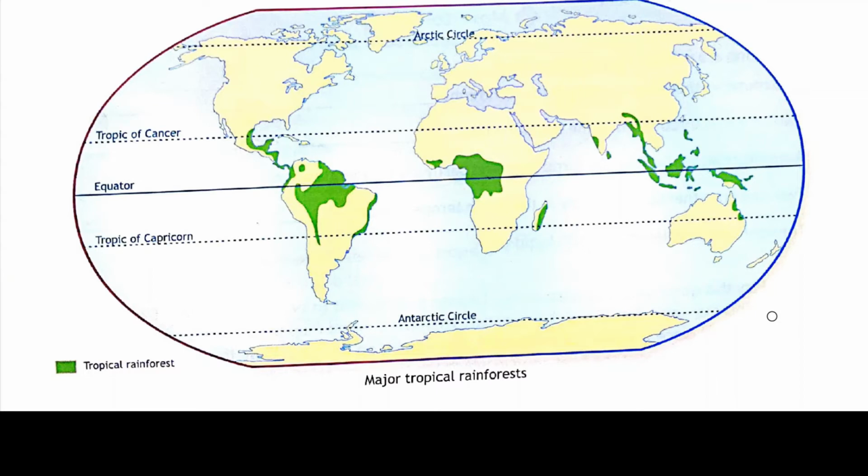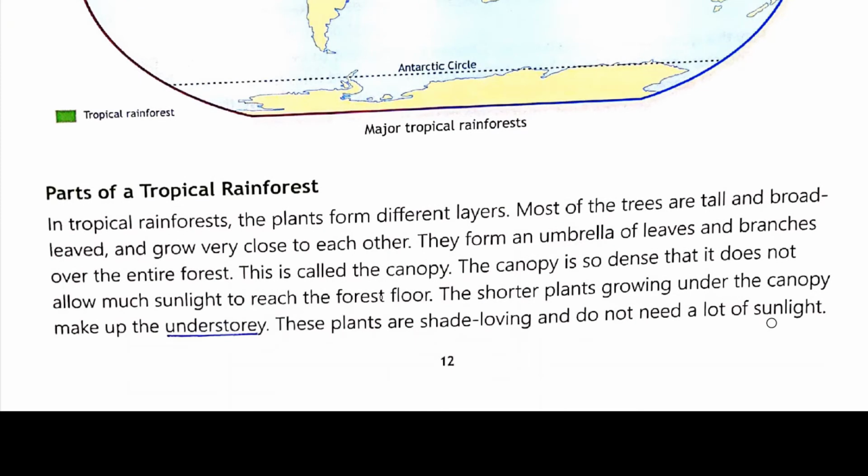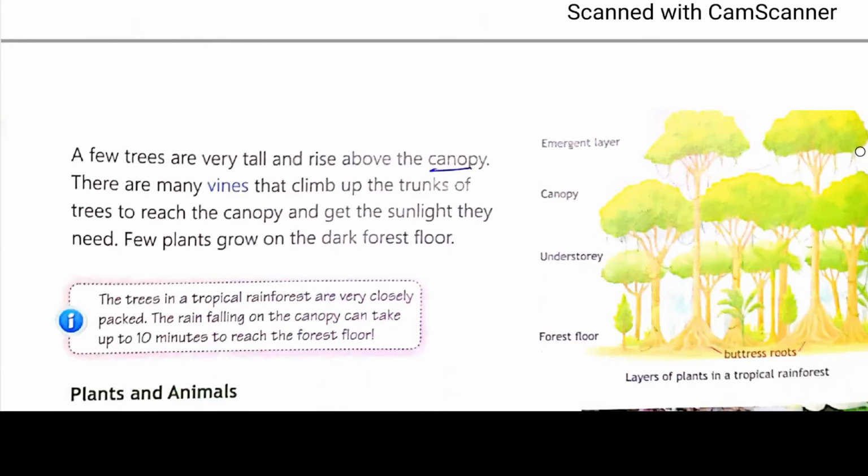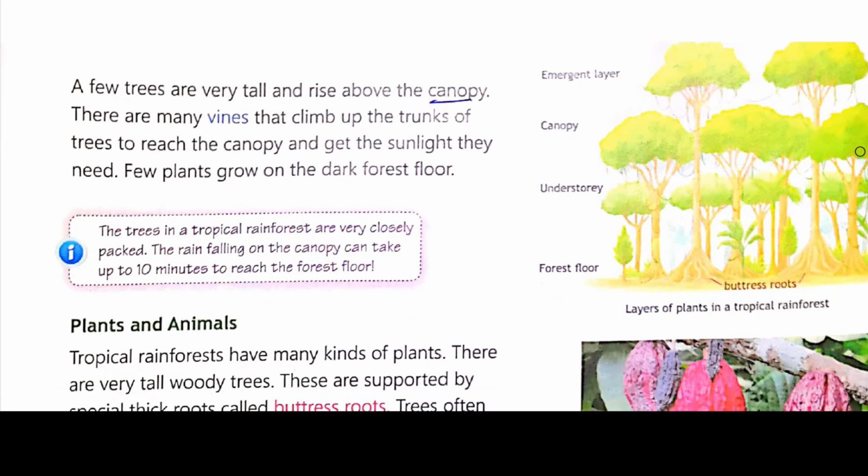Now we will discuss parts of a tropical rainforest. In a tropical rainforest, the plants form different layers. Most of the trees are tall with broad leaves and grow very close to each other. That means in these areas, the trees are very tall and they grow quickly, and their leaves are also very broad. They form an umbrella of leaves and branches over the entire forest.